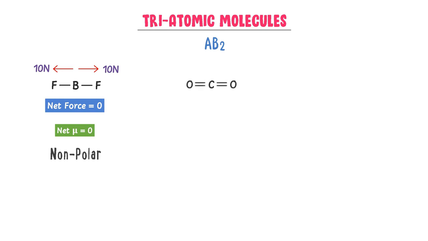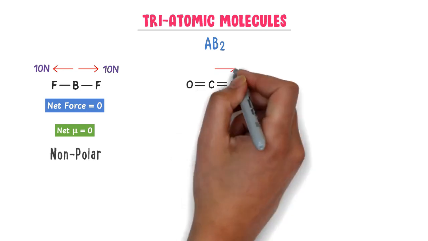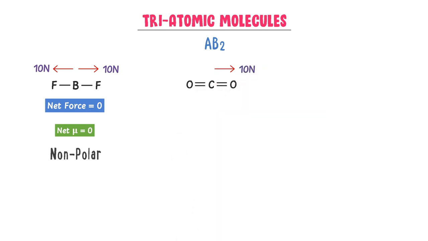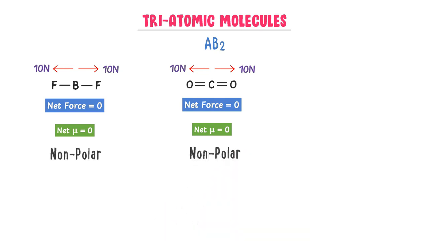Secondly, consider a molecule of carbon dioxide gas and its structure. Here on both the sides are the same atoms, so they will exert the same forces on the shared pair of electrons. Let this oxygen atom exert 10 Newton force in this direction, and this oxygen atom also exert 10 Newton force in the opposite direction. We can see that the net force is equal to 0, the net dipole moment is also equal to 0. Therefore we say that this is a non-polar molecule.